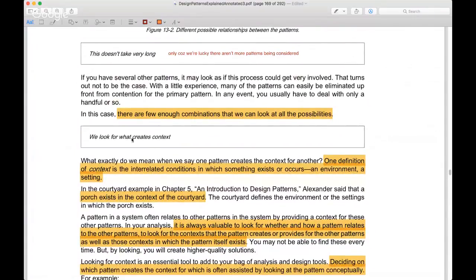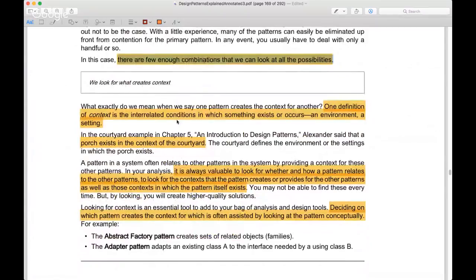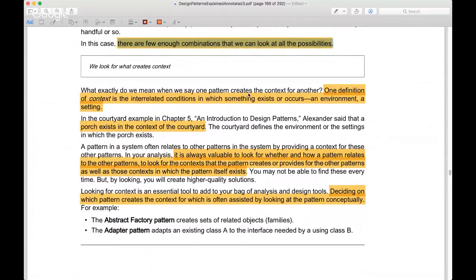Okay, so for here, it's wonderful because this is education, and there are few enough combinations that we can look at all the possibilities. So we look for what creates context. So when we say one pattern creates context for another, one definition of context is the interrelated conditions in which something exists or occurs in an environment or setting.